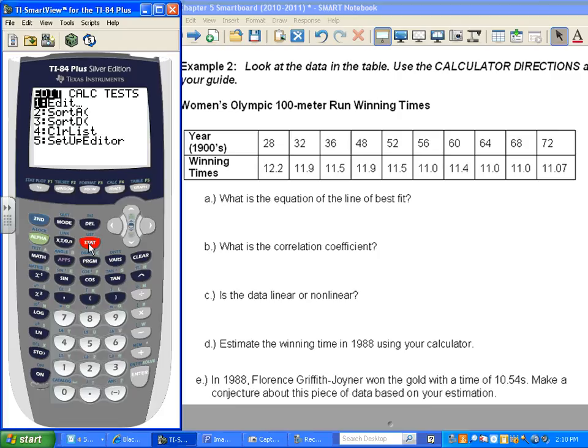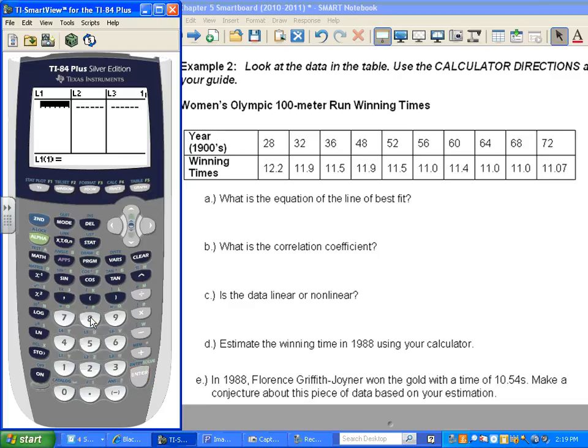Okay, have a seat. So after you hit stat, we need to make sure that edit is highlighted. Hit enter. I am on step 3. Is everyone with me? Okay, on step 3, we need to enter all the data. One thing I need to tell you is the years need to be put in as an interval. If they give you years like 1980, 1981, you need to change them to be from 0 to whatever. They already did that for us in here. So let's enter the years first.